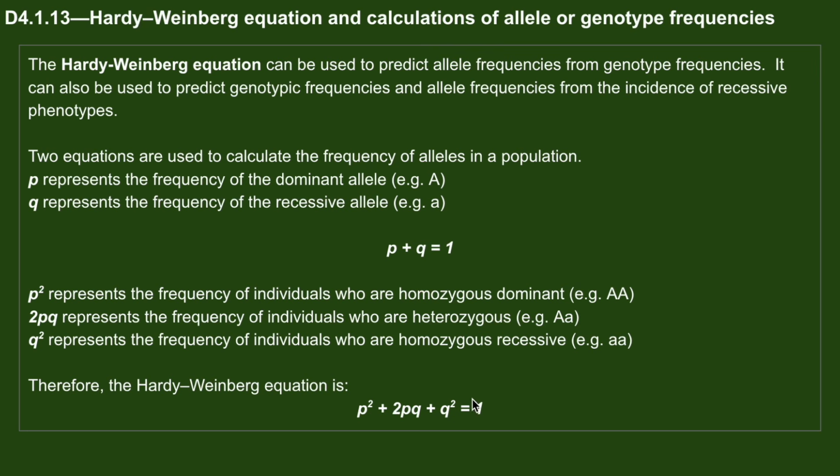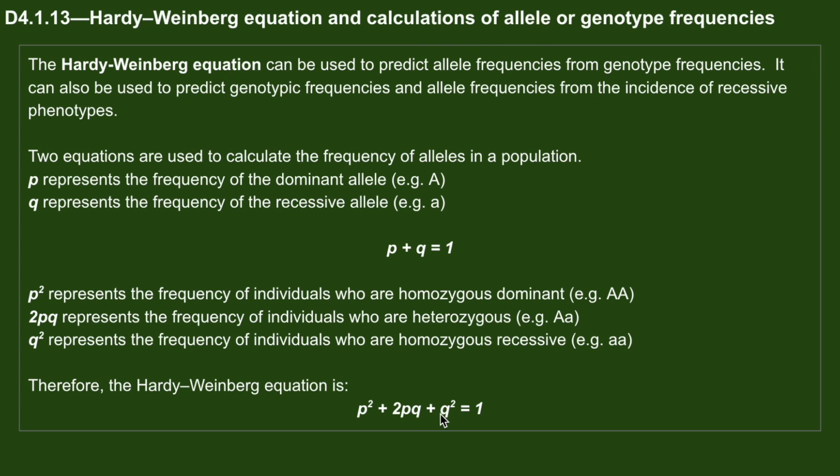And so we can have our Hardy-Weinberg equation now by saying that our p squared plus our 2pq plus our q squared equals 1. You can be given a frequency of a trait in a population. Most of the time, you're going to be given a q squared. And if you're given a p squared plus 2pq, you can subtract that from 1 to get your q squared.